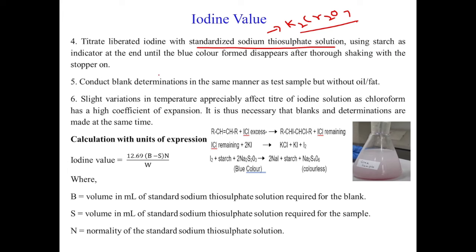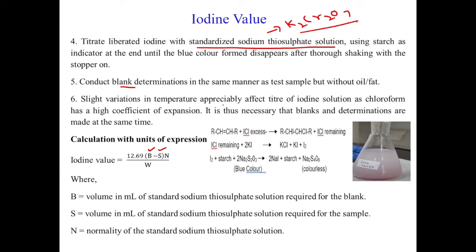Then use starch as indicator near the end, until the blue color formed disappears after shaking with the stopper on. Then you conduct the blank determination also. The blank determination is very important, because the blank will have the higher value in this case and the sample will have the lower value. So in the formula also, blank minus sample is to be done. The sample value is to be subtracted from the blank value.